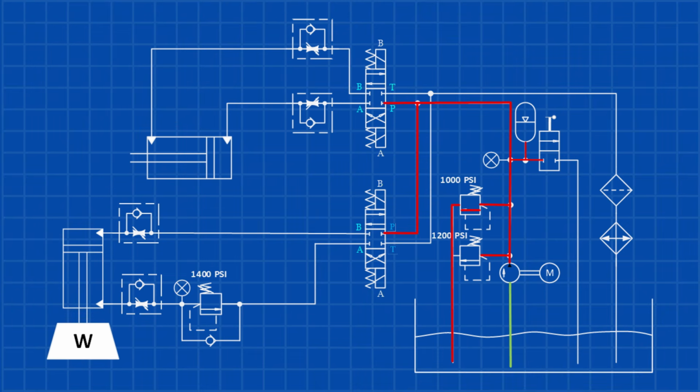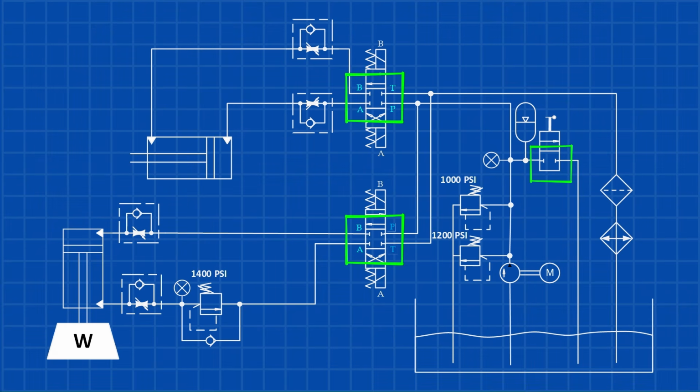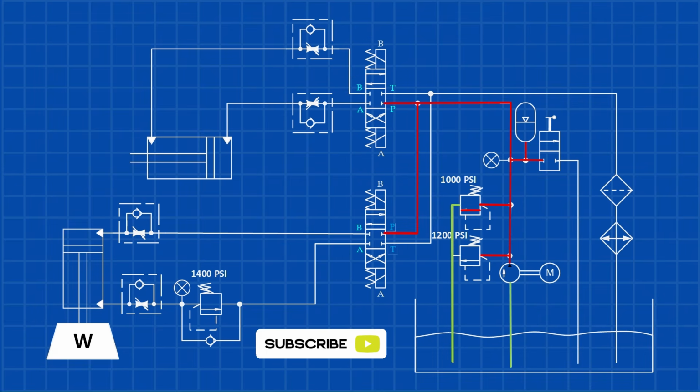Now that we've found the major components, let's do something that makes every schematic easier to understand. Instead of looking at symbols, let's follow the oil. Most hydraulic schematics show valves in their normal, de-energized position. When analyzing or troubleshooting the system, assume the pump is running and oil is flowing. Now let's follow the flow through the circuit.